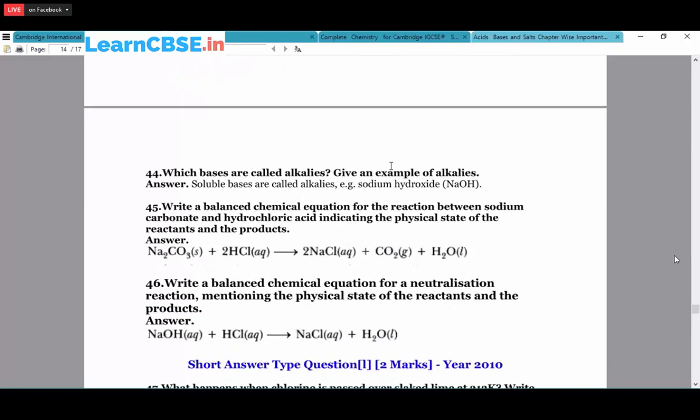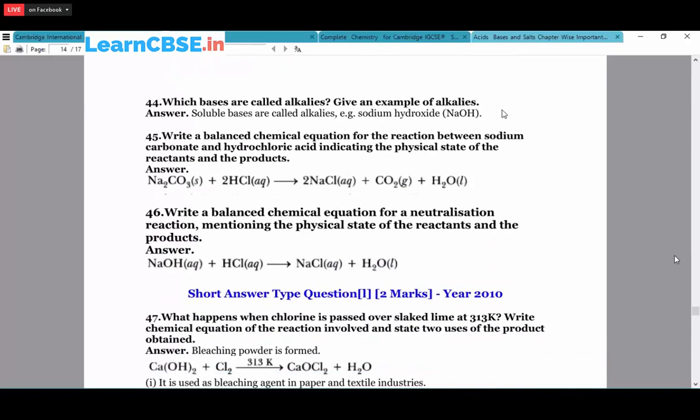So which bases are called the alkalis? Give an example of the alkalis. The soluble bases are called the alkalis.